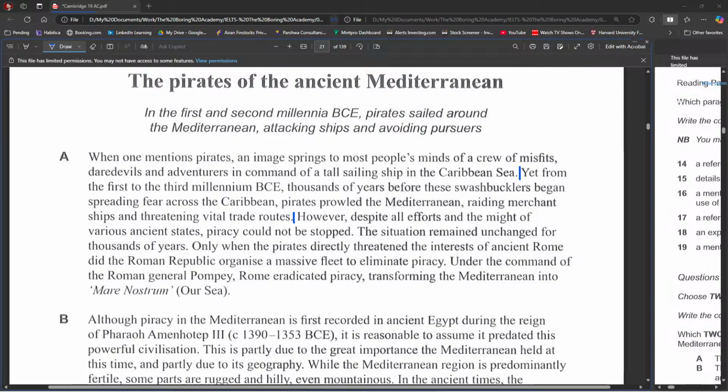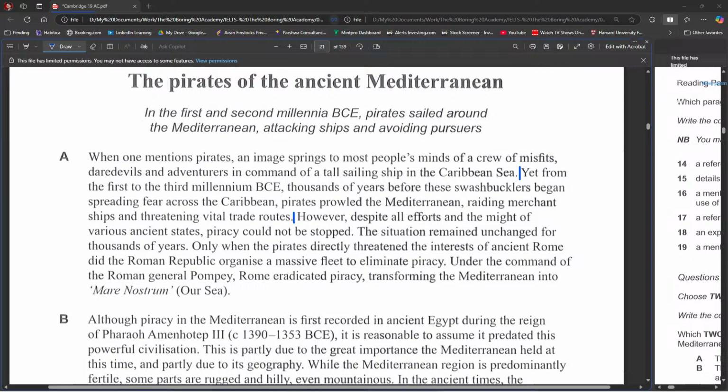So what they're trying to say is, despite all the efforts and the might, that means the power of various ancient states, they tried their best. Piracy could not be stopped. That means we were not able to stop these pirates. The government was not able to stop them. The situation remained unchanged for thousands of years. That means these pirates ruled the Mediterranean Sea for thousands of years.